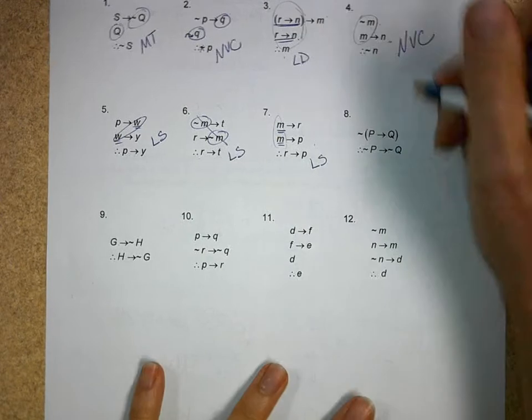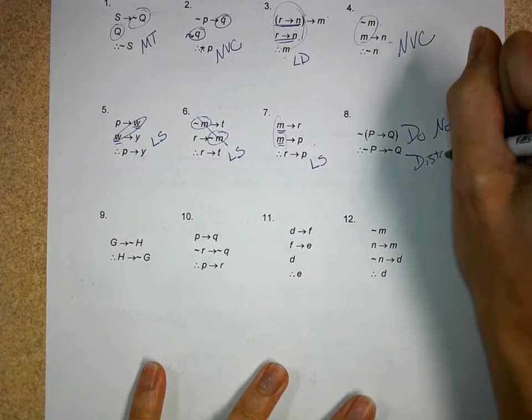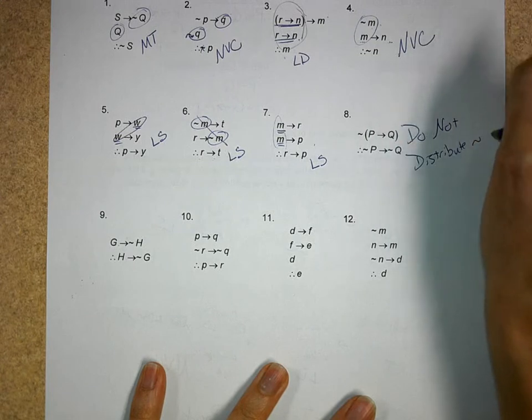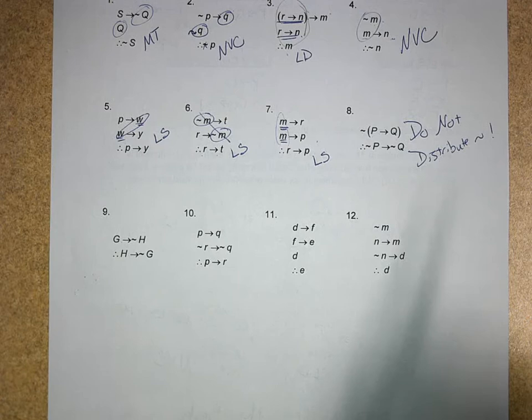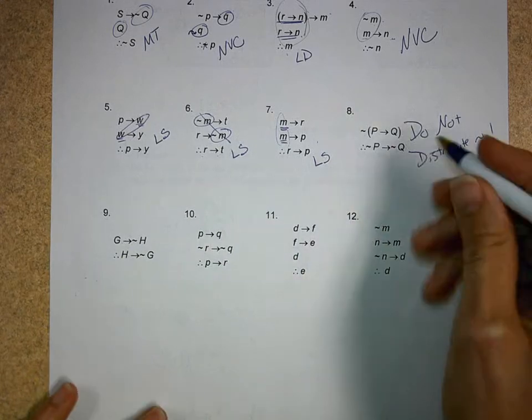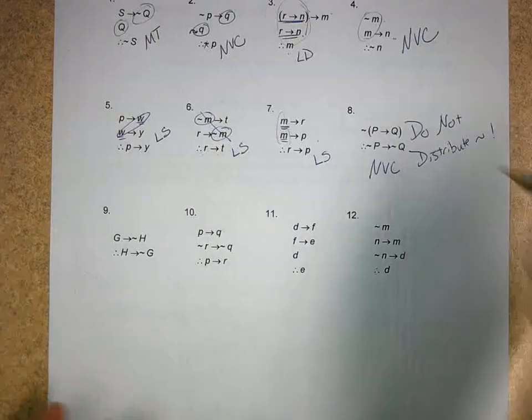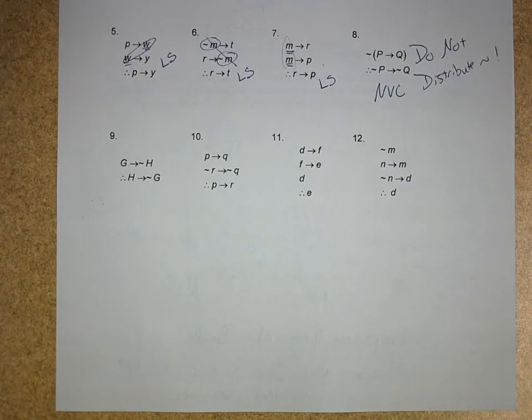Now the next one is just a rule that doesn't work. And I want you to remember, do not distribute negation symbols, okay? And when people do that, they get it wrong. I actually got it wrong on the validity problems that people had earlier on the previous page of your quiz. Do not do that. This is a no valid conclusion. That is not a valid logical argument. All right, look at number 9.